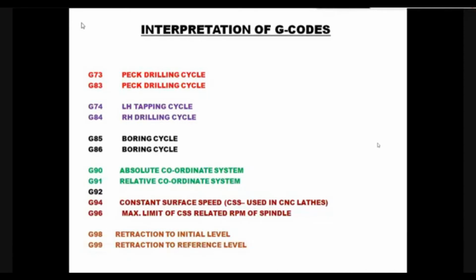And constant surface speed will be activated whenever we give G94. These two commands are used only on CNC lathes, but not in machining centers. Okay, and the next are G98 and G99. These two represent the retraction levels of the cutting tool.